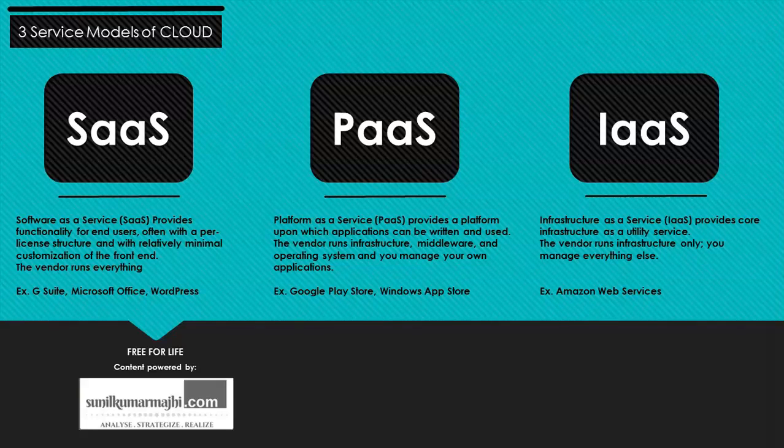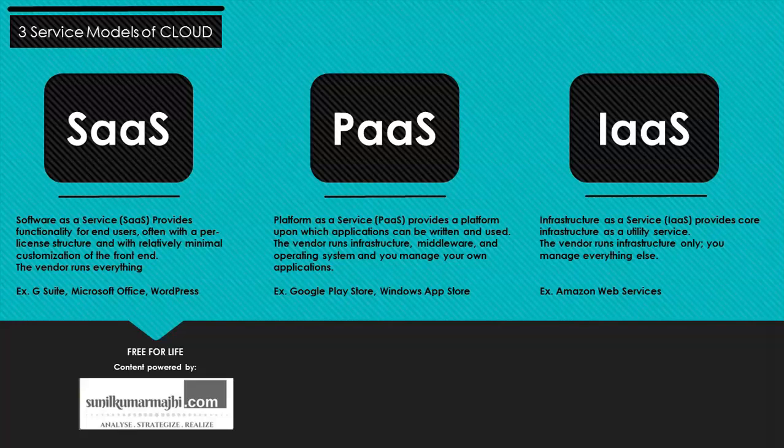The third service is IaaS, that is Infrastructure as a Service. This provides core infrastructure as a utility service. So the vendor runs infrastructure only. You manage everything else. For example, Amazon Web Services. They only run the infrastructure, the web services. Apart from that, if you want to host your application, compile your application, or add a database, that is something that you need to take care of. Amazon won't be responsible for any other activities out there. They would only be providing you the infrastructure. So these three are the predominant service models available in cloud computing as of today.